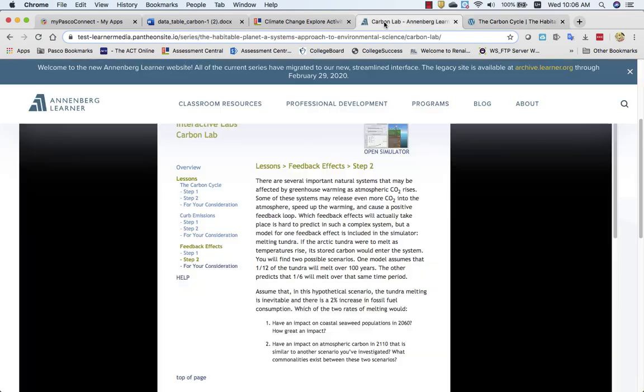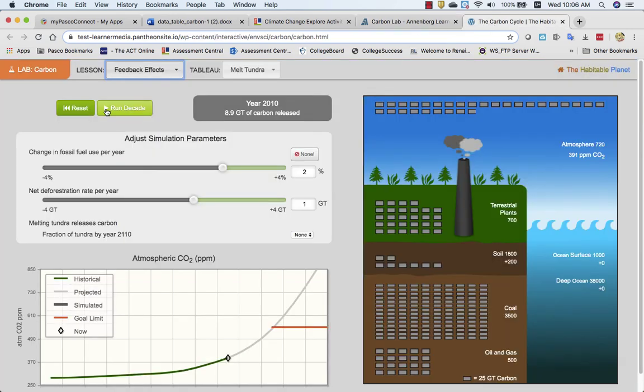But let's look at our parameters again. Okay, assume that in this hypothetical scenario, the tundra melt, and we want to look at it for 100 years. The tundra melting is inevitable, and there's a 2% increase in fossil fuel consumption. Which of the 2 rates of melting would have an impact on coastal seaweed populations in 2060? Okay, so let's go here. We're at 2% already. That's perfect. This is staying at 1, and we're going to pick one of these values, either 1/12 or 1/6. Which of these is a bigger number, bigger impact?